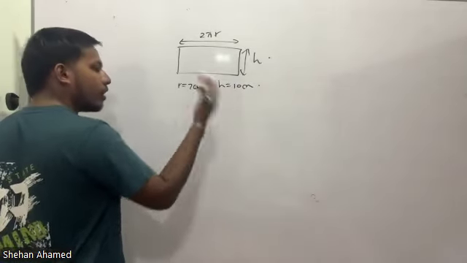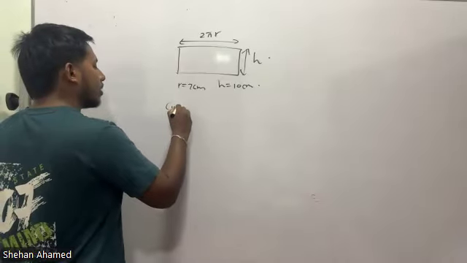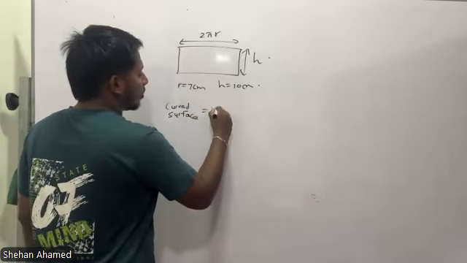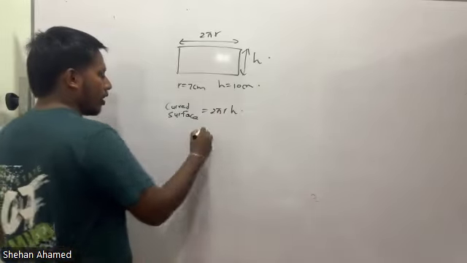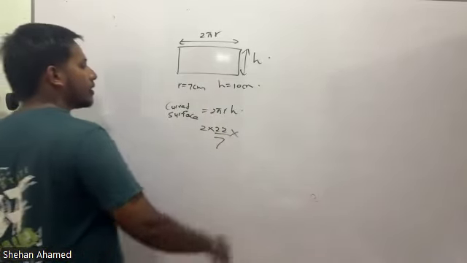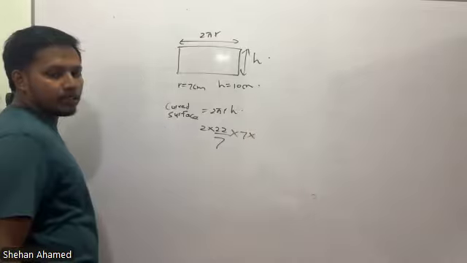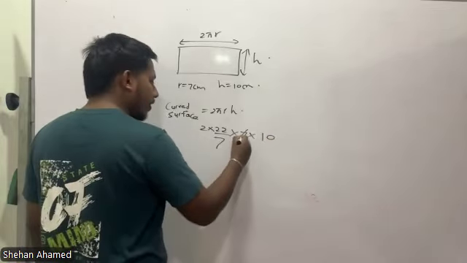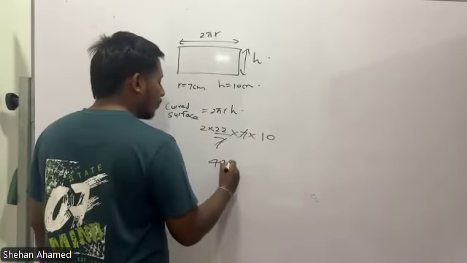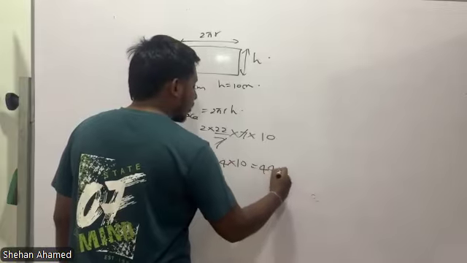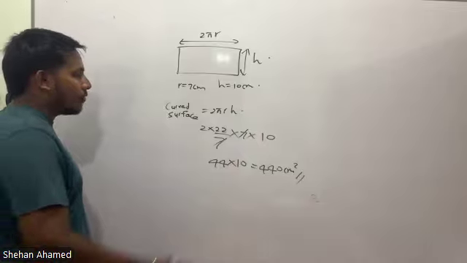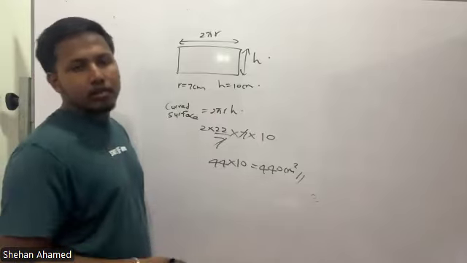They are asking the area of the curved surface. We know that the curved surface area equation is 2 pi r h. 2 into the pi value is 22/7, the radius value which is 7, and the height you can clearly see it's 10. 7 and 7 you can cancel off. 2 times 22 is 44. 44 times 10, the answer is 440 centimeters square. See how easy this simplification is. If you can remember this equation, that's all. Nothing else.